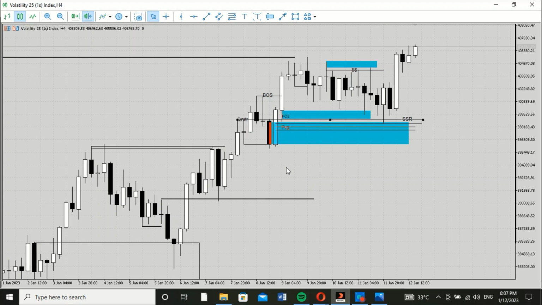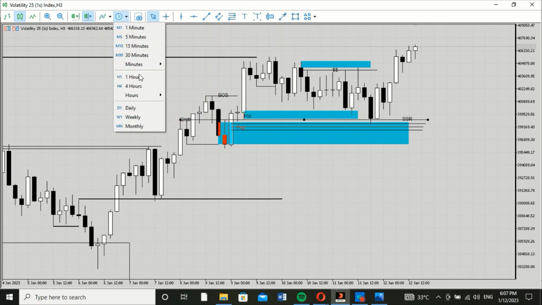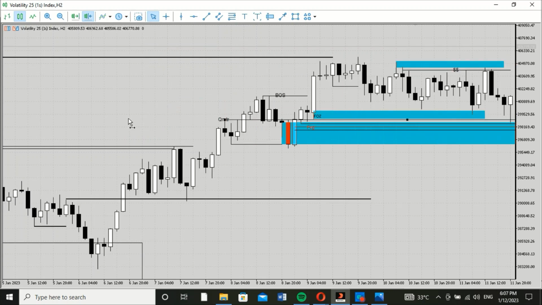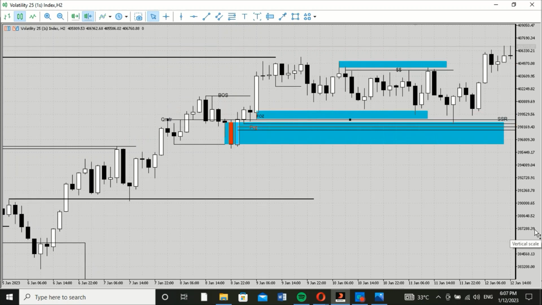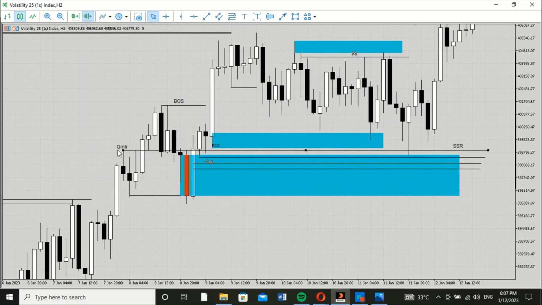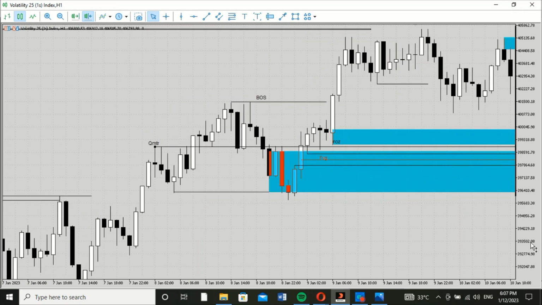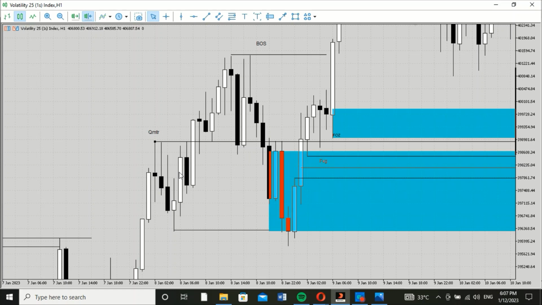Now, I am not confirming this right here immediately until I have my extra confluence, right? So from 4 hour down to my 3 hour and down to my 2 hour, we have the order block right here. All right, that is my QML 2 hour order block. Okay, now I still went lower to have an extra confluence, and I'm having my 1 hour structure right here.